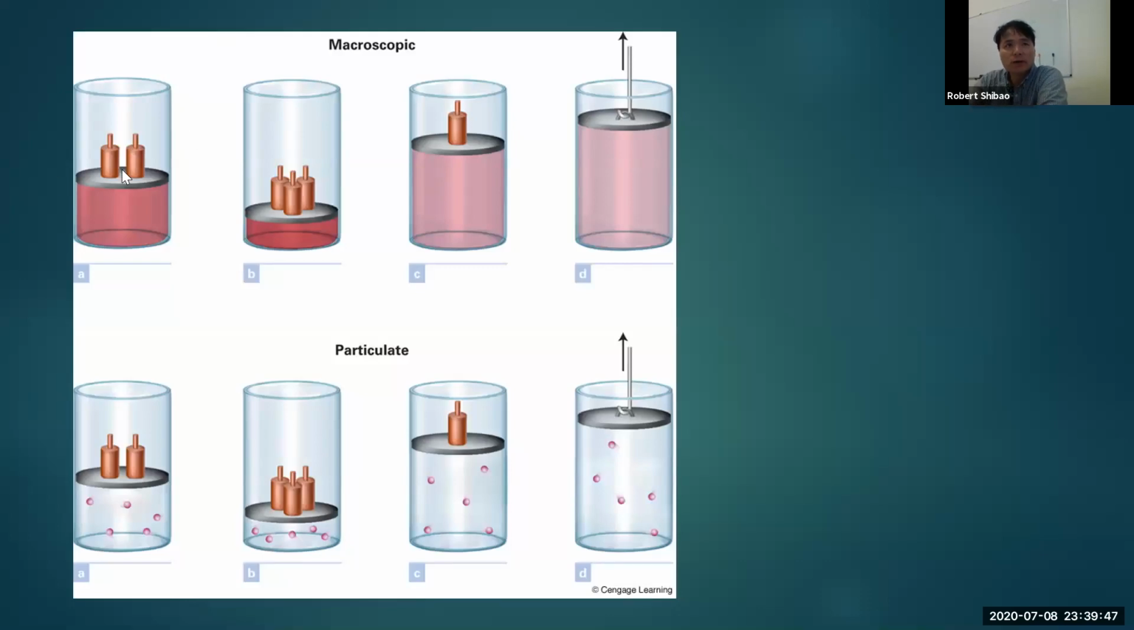This is showing compression. We can push with 2 weights here, or 3 weights, or 1 weight, or no weights. If there's no weights, that's just the normal volume here. At the particulate level, we're just getting less empty space. We still have the same number of particles, less empty space here.